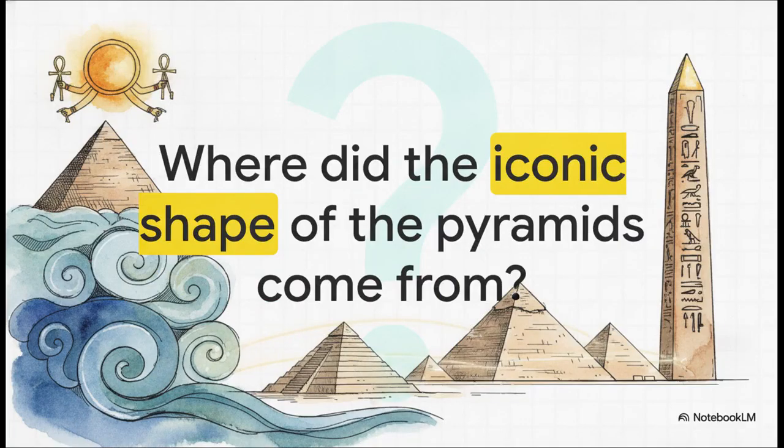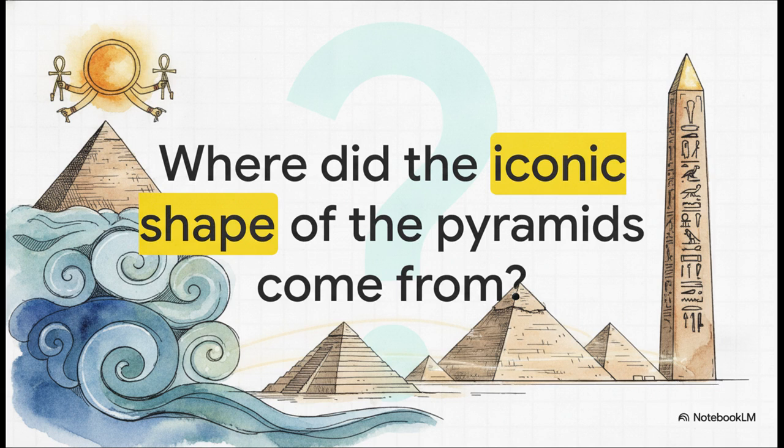So where did the iconic shape of the Egyptian pyramids actually come from? It's incredibly easy for us in the modern world to just look back and assume the pyramid shape was, well, just a practical, sturdy way for ancient engineers to stack heavy stones. And sure, a broad base and a narrow top, structurally sound, obviously. But the ancient Egyptians didn't just build things for mere pragmatism.